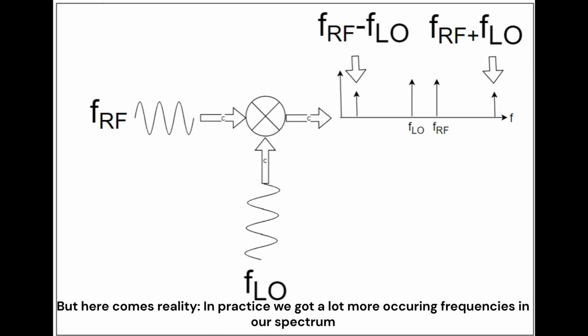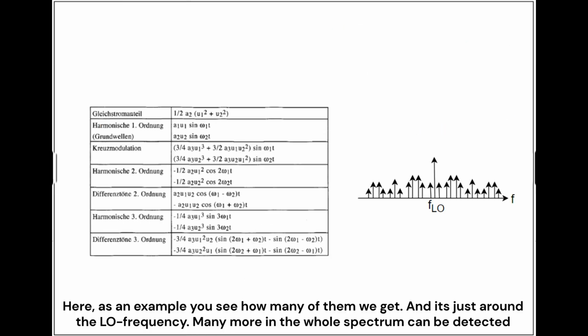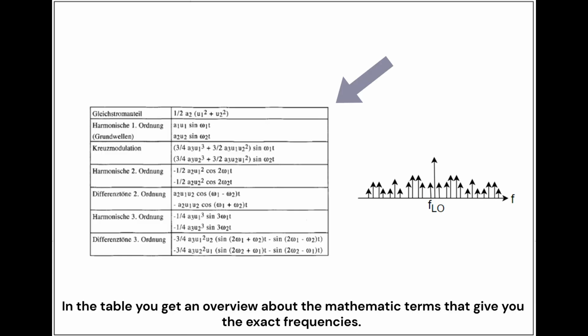But here comes the reality. In practice, we get a lot more frequencies in our spectrum. Here is an example, you see how many of them we get. And it's just around the LO frequency. Many more in the whole spectrum can be detected afterwards. In the table, you get an overview of the mathematical terms that give you the exact frequency and information about the amplitude and so on.